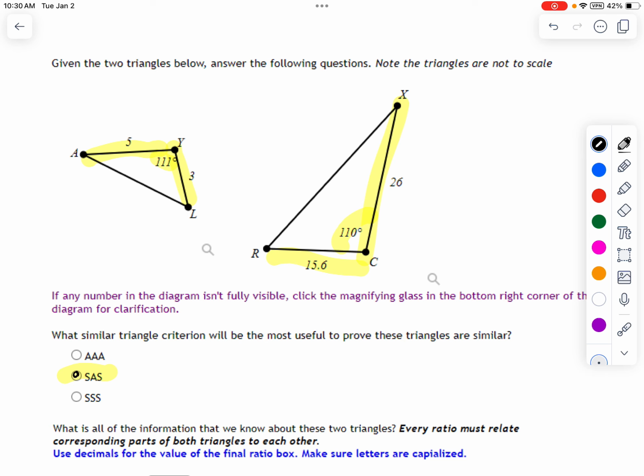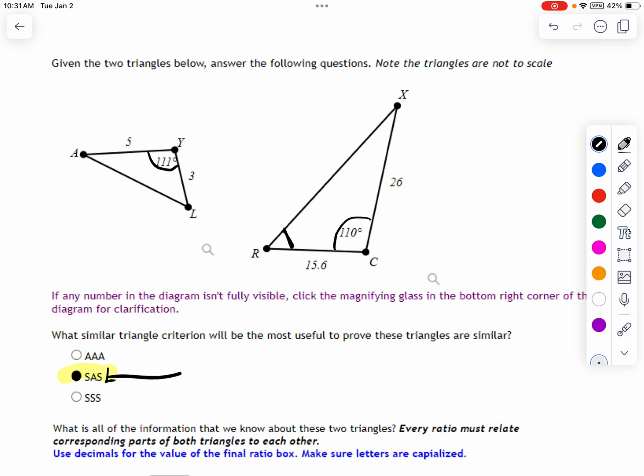If you're given three sides, you want to use side-side-side. If you're given two angles or three angles, use the angle-angle-angle similarity criterion. Now keep in mind, for side-angle-side to be the criterion you're using, the angle must be between your two sides. It has to be sandwiched between the two sides. You can't have angle R and then the two sides, because that would be angle-side-side, or side-side-angle, whichever way you want to read that. So do keep that in mind. It has to be between the two sides.